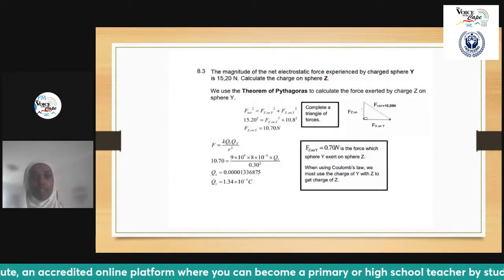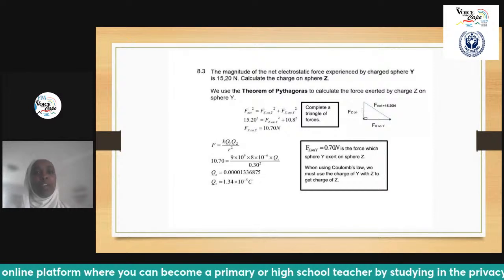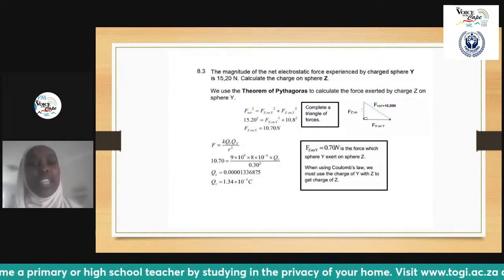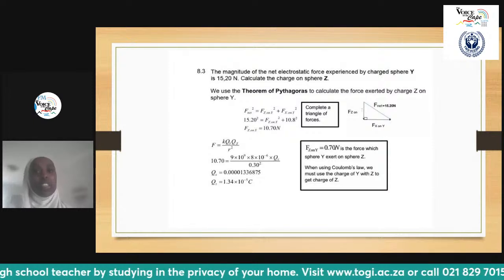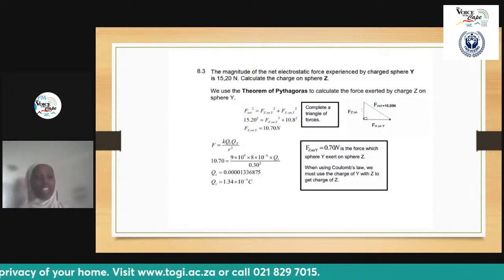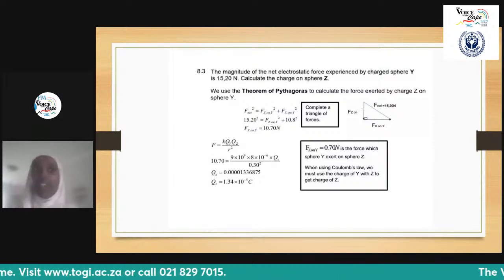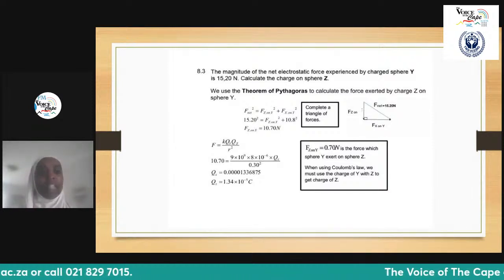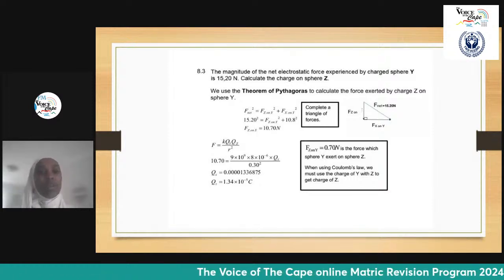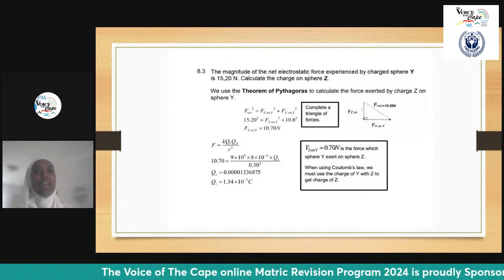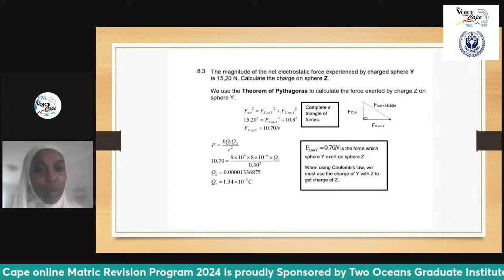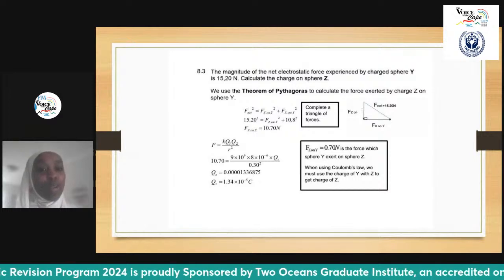Now the next question says we need to calculate the magnitude of the net electrostatic force experienced by charge sphere Y, which is 15.20 newtons. They're giving you F. Remember, we always had to calculate F. Now they give you F and tell you the net electrostatic force is equal to 15.20 newtons. We want to calculate the charge on sphere Z. Typical example question. Sometimes they're going to ask you to calculate r squared also.